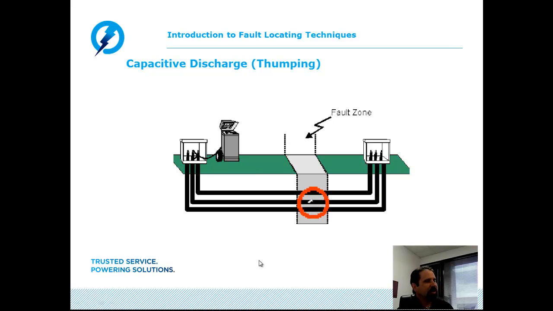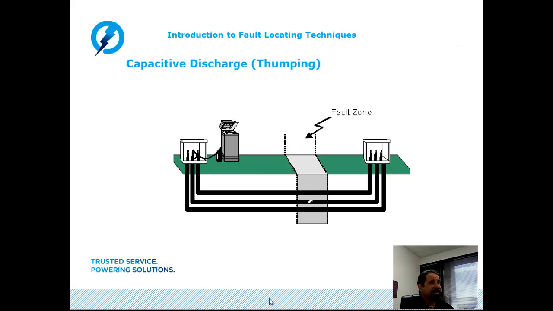Take a look at how the technique works. Again, the blue ball represents the high voltage surge of energy being discharged from the capacitive discharge unit. It is a traveling wave and will travel along the cable under test. And when the fault or gap breaks down, the energy is discharged, causing an acoustic wave traveling to the surface, and then we walk along the surface of the ground listening for this discharge or thumping sound. And that's how we would locate or find the defect in the underground cable.